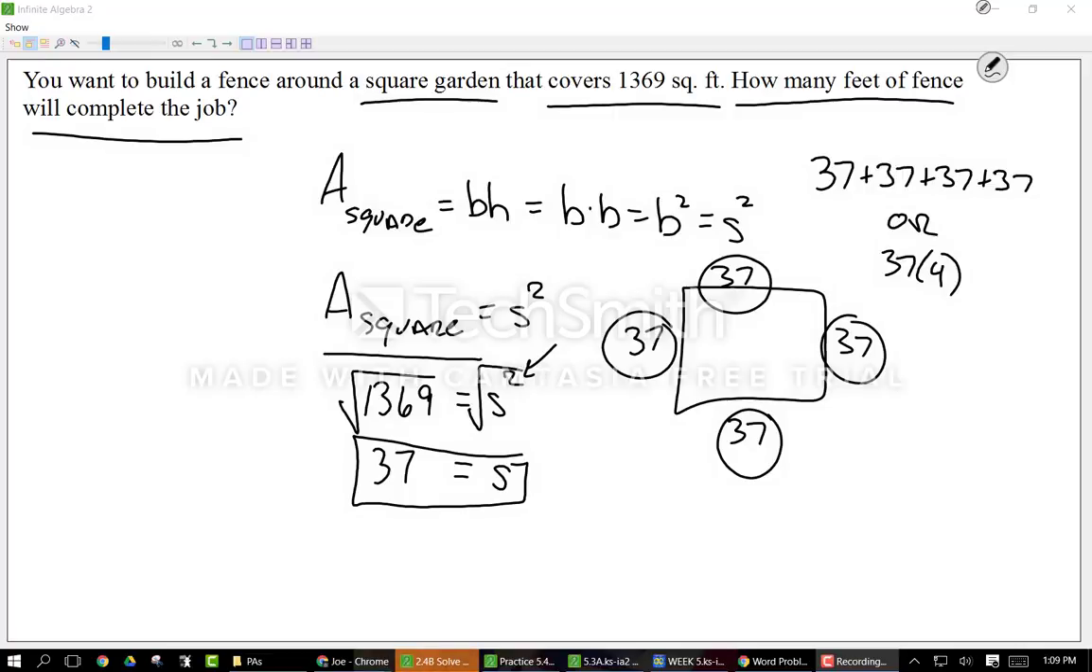So 37 times 4 is 148. Yay, my answer. No, that is not your answer. The reason why it's not your answer is because how many feet? Oh, 148 feet. Oh, okay. That's how much feet of fence I will need to complete the job for this particular example.